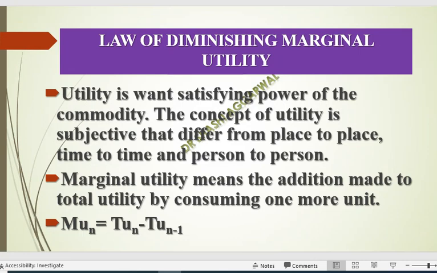Marginal utility means the addition which is made to total utility by consuming one more unit. Marginal utility of n is equal to total utility of n units minus total utility of n minus 1 units.